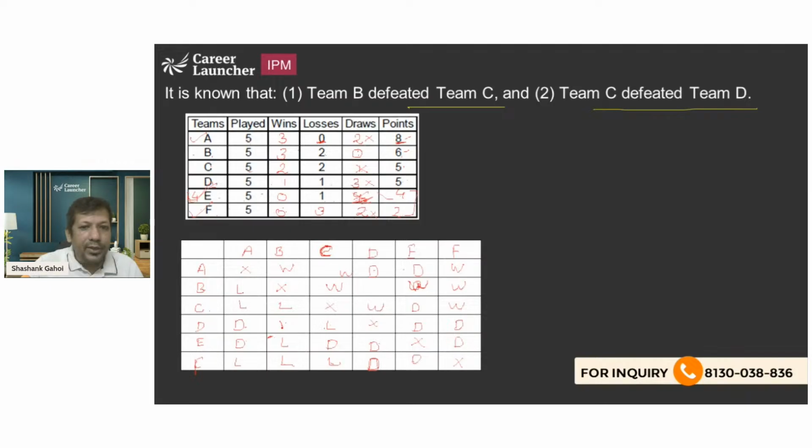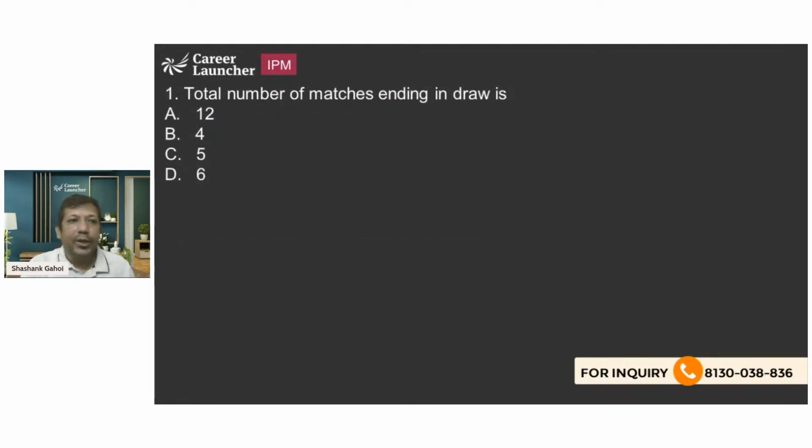So D must be winning against B. B must be losing against D. Now my table is complete. I know who won, who lost, and every information that I needed, I got it here. ठीक है, now I am going to read the first question.